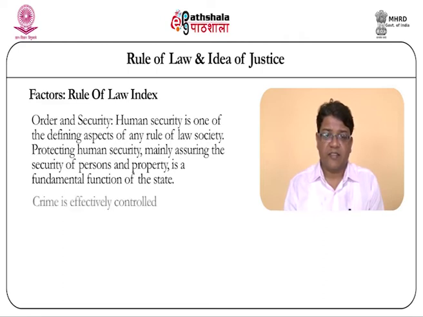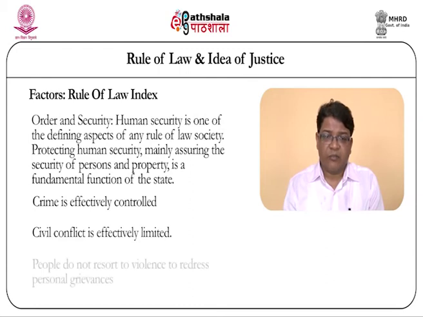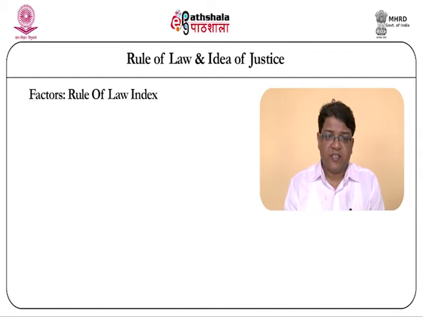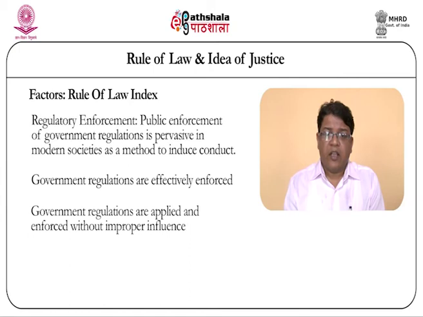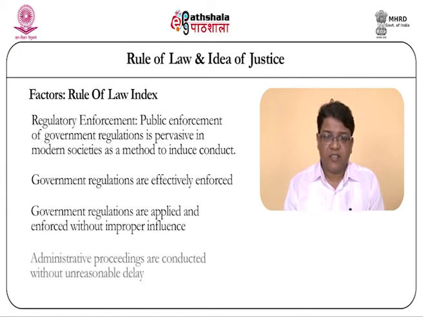It has 3 indexes. Crime is effectively controlled. Civil conflict is effectively limited. People do not resort to violence to redress personal grievances. Another factor is regulatory enforcement. Public enforcement of a government regulation is pervasive in modern societies as a method to induce conduct. It has 5 indexes. First, government regulations are effectively enforced. Government regulations are applied and enforced without improper influence.